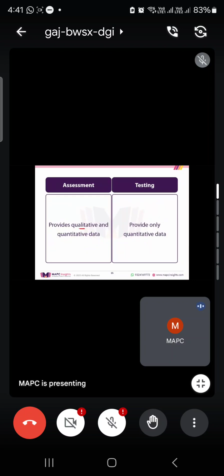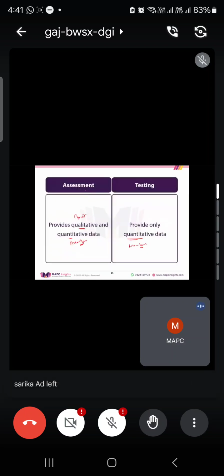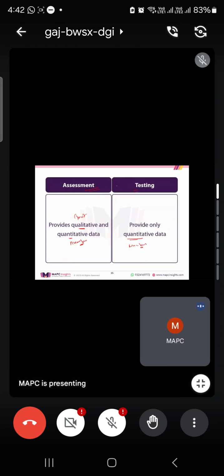It provides qualitative as well as quantitative data. That is the textual data plus numbers. And testing provides only numbers. So that's the difference between assessment and testing. This is one of the important questions from your exam point of view.